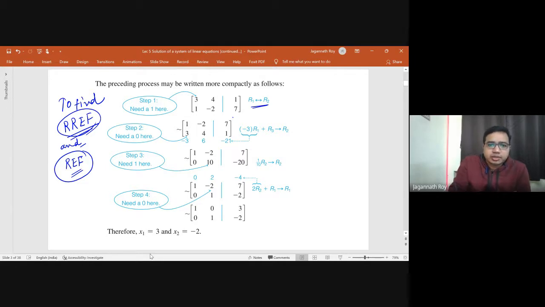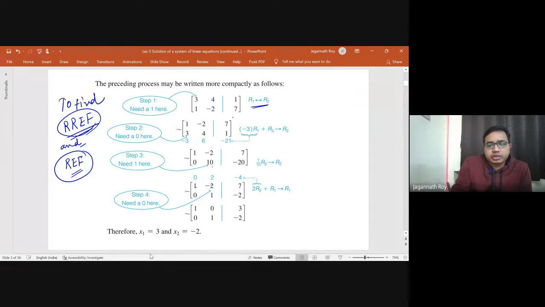Okay. And similarly, once this is 1 and the 0 has happened, this first column is taken care of, then we have to go to the second. So we want 1 here again, then we will divide by 10. So it becomes 1. Now we want 0 here, so that is why we do the row operation again. So this is our row echelon form of the array.